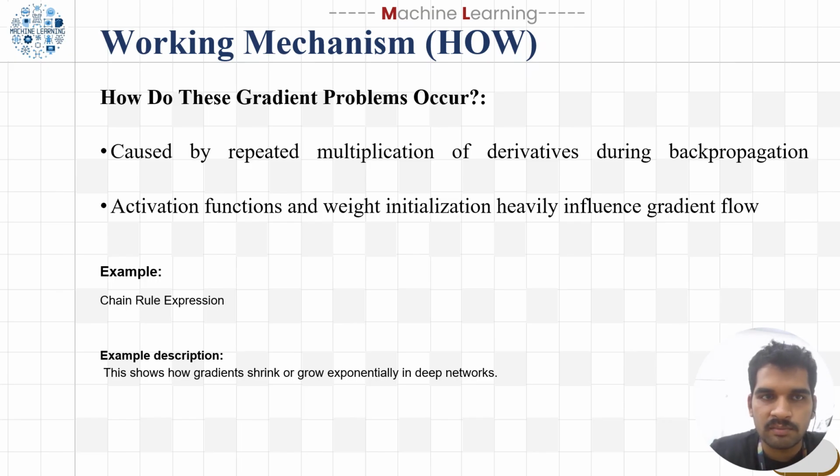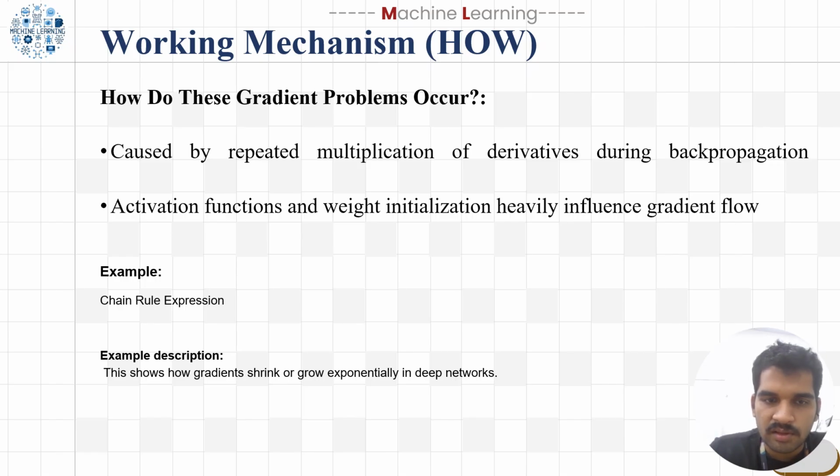Now the working mechanism. Let's understand how it works. First, we break the mechanism into clear steps. It is caused by repeated multiplication of derivatives through backpropagation. When we look at the second point to give us more clarity, activation function and weight initialization heavily influence gradient flow. For example, the chain rule expression.